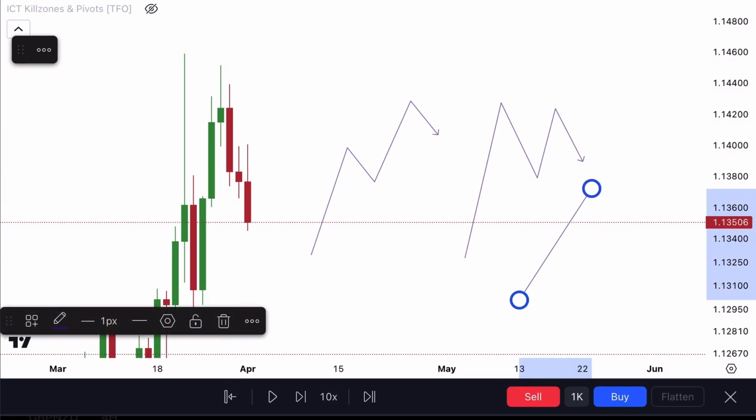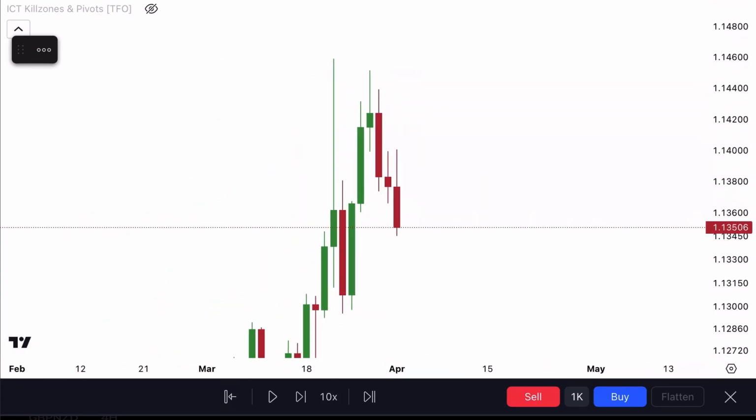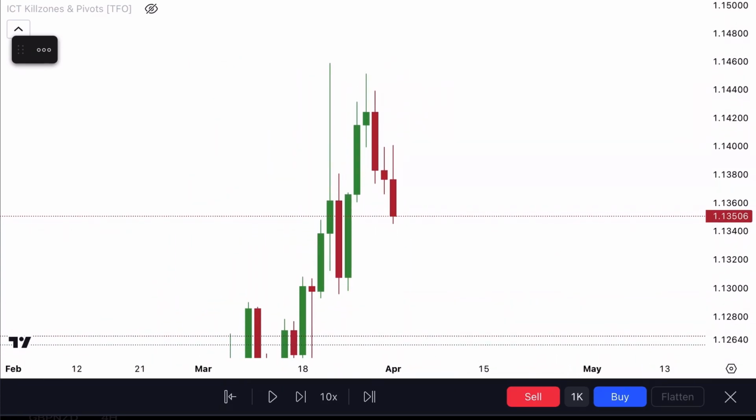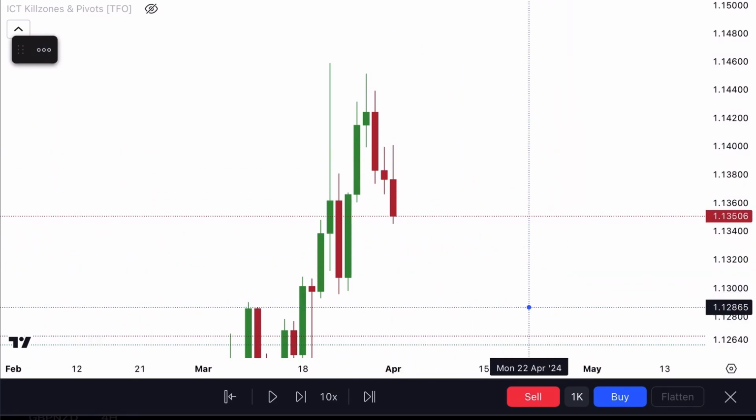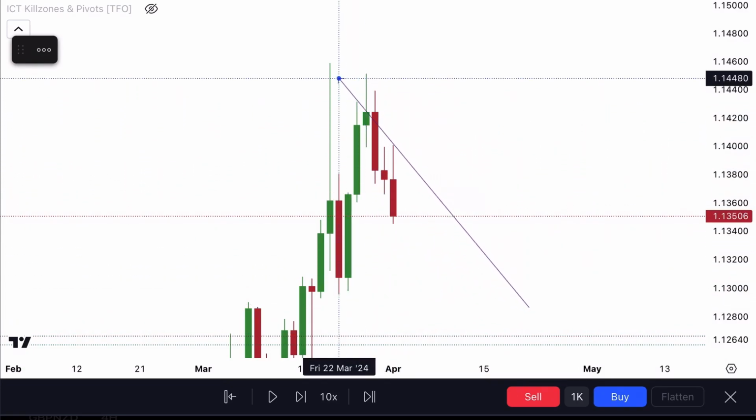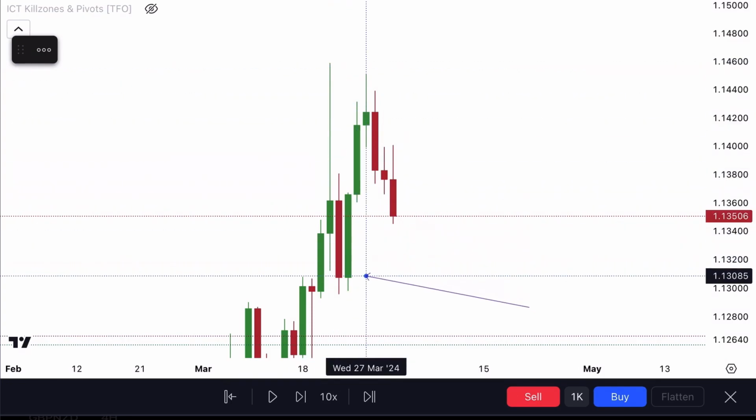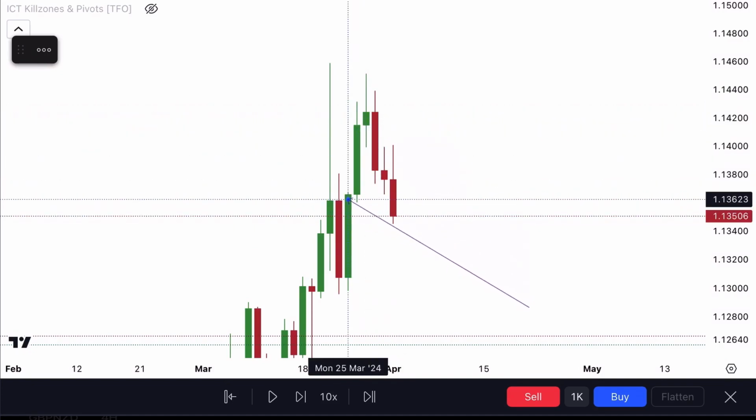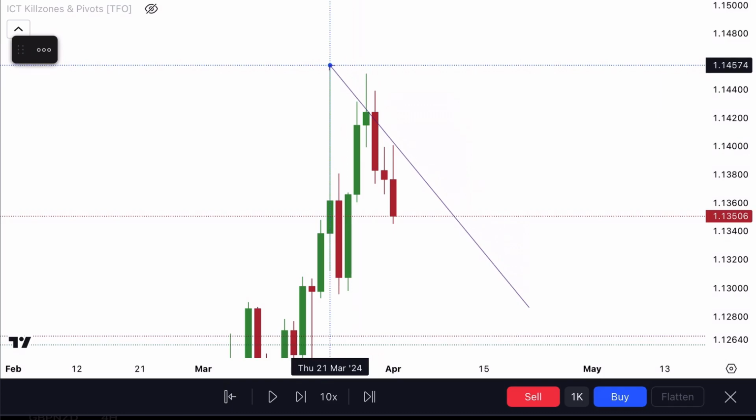So let's break down this GBPCHF. As you know, we always start out on the daily time frame. On the daily time frame, we will be looking for an impulse. Normally, we look for an impulse breaking previous structure, but as you can clearly see right here, this new impulse after this correction did not close above the previous highest structure point.